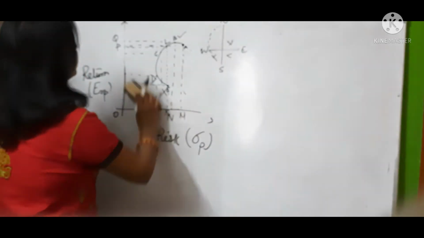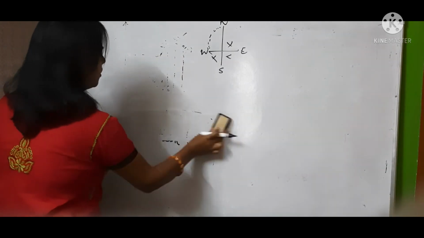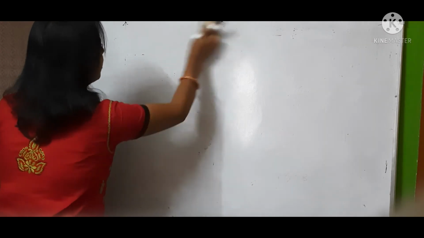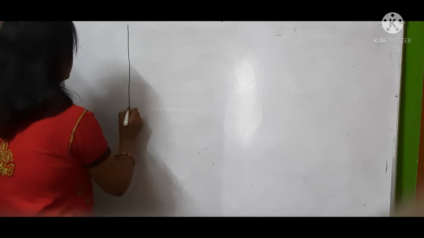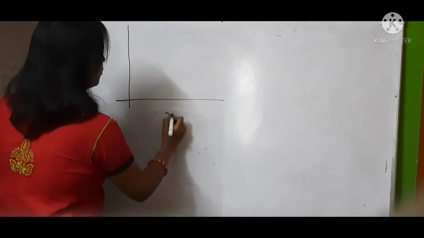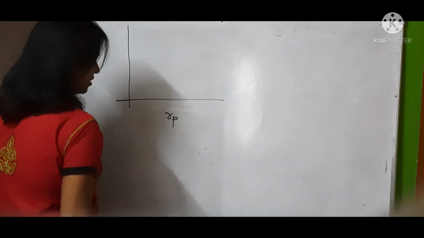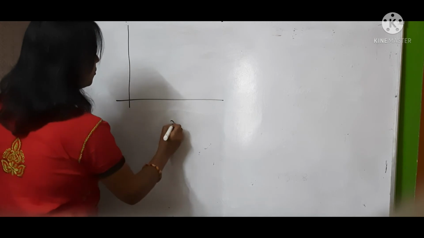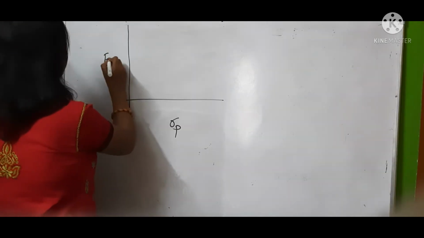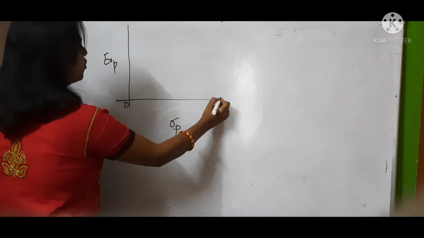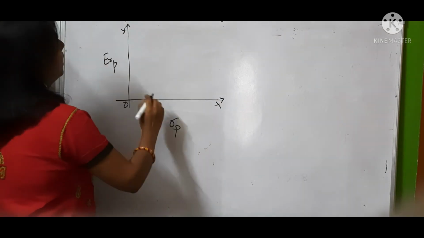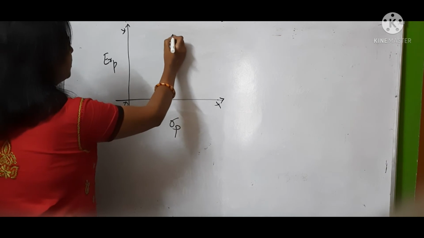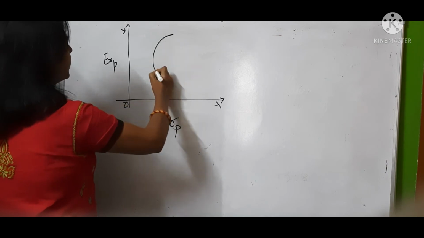So if I have to draw an efficient frontier, it will look like this. This is your portfolio risk. Sorry, this is the standard deviation of the portfolio and this is the expected return of the portfolio. So this is OX and this is OY. Now what I have to write? I have to draw an efficient frontier. So the efficient frontier will look like this.